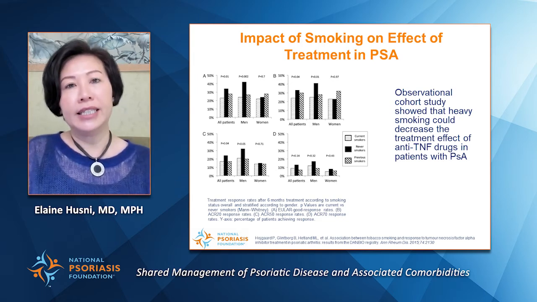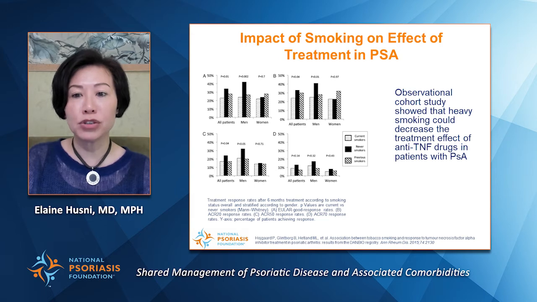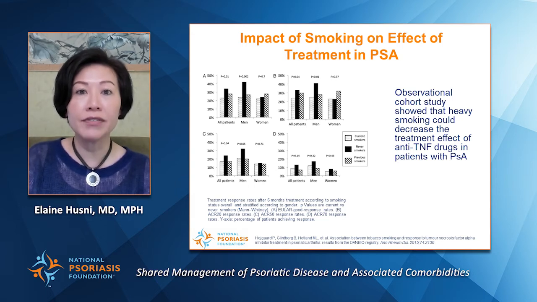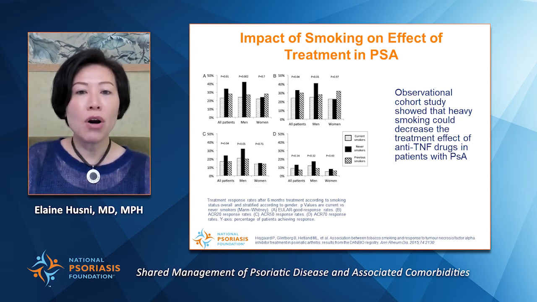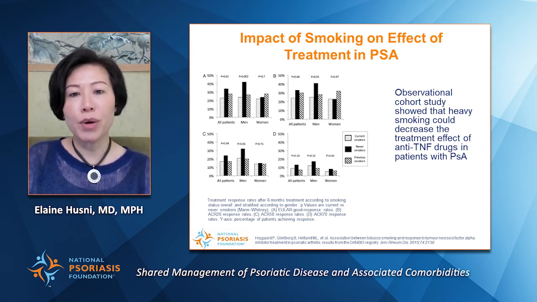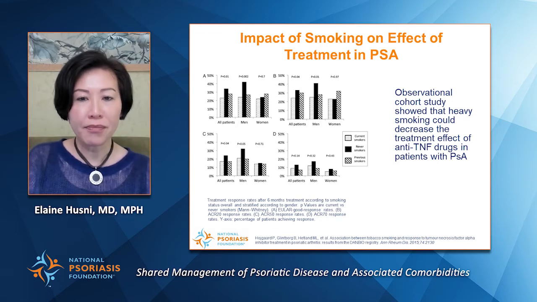And once again, in this study that I presented here, this observational cohort study showed that heavy smoking could really decrease the treatment effect of anti-TNFs in patients with psoriatic arthritis. So it's just another comorbidity that we think of, another wellness strategy that we can use to decrease their poor habits and make their psoriatic arthritis treatment better.